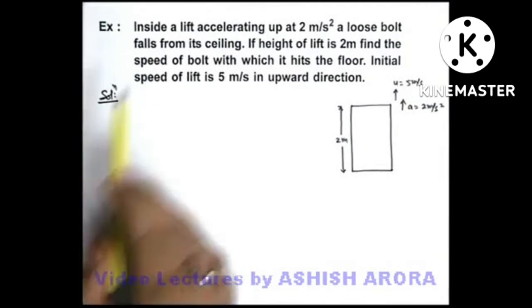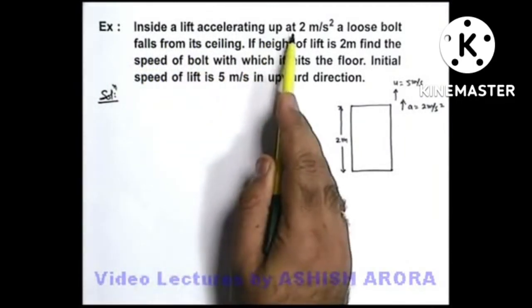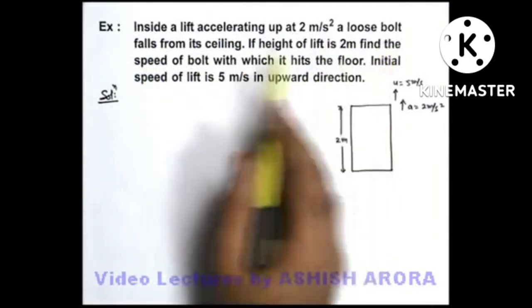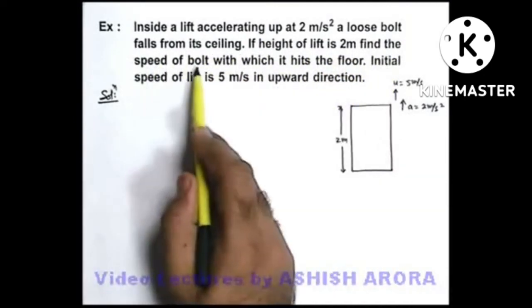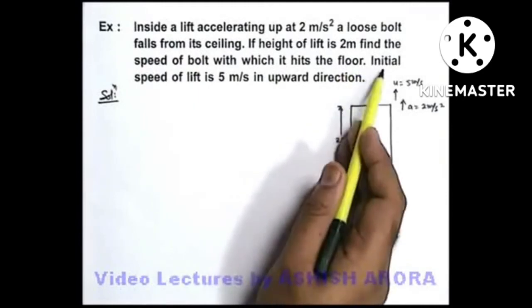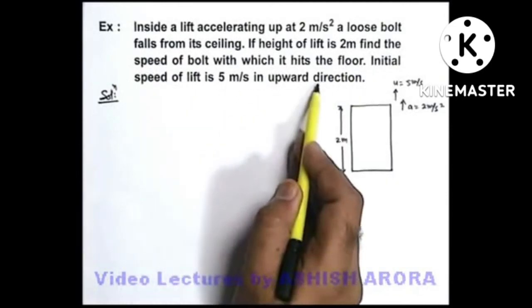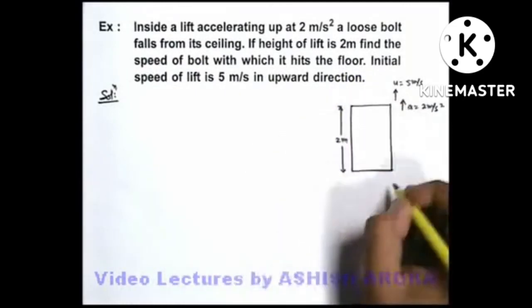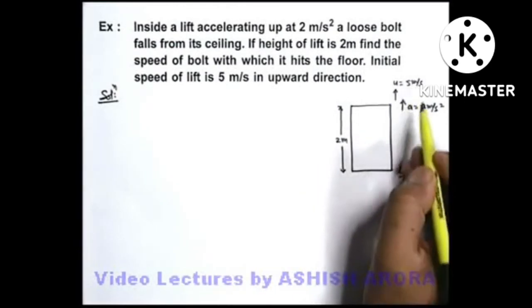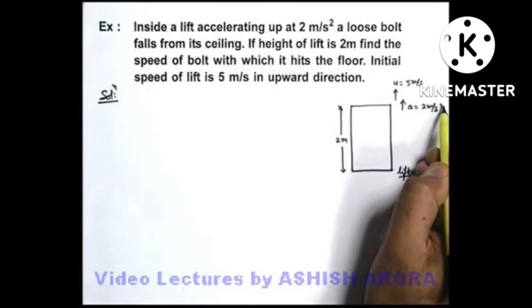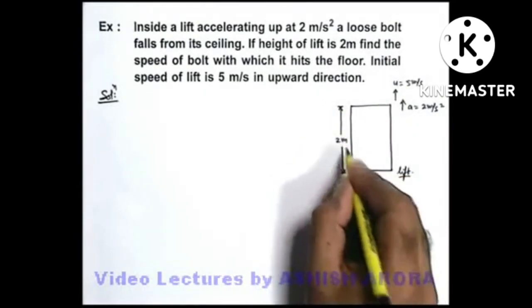In this example, we are given that inside a lift which is accelerating up at 2 meters per second square, a loose bolt falls from its ceiling. If the height of the lift is 2 meters, we are required to find the speed of the bolt with which it hits the floor. We are also given that the initial speed of the lift is 5 meters per second in the upward direction. If we look at the physical situation, this is the lift, it is moving up at 5 meters per second and its acceleration is 2 meters per second square. And we are also given the height of the lift, that is 2 meters.